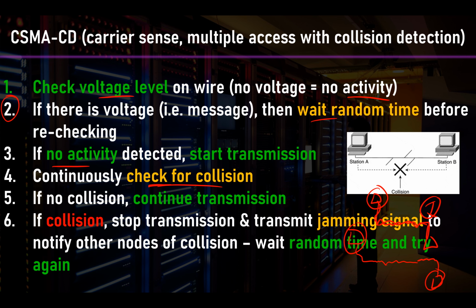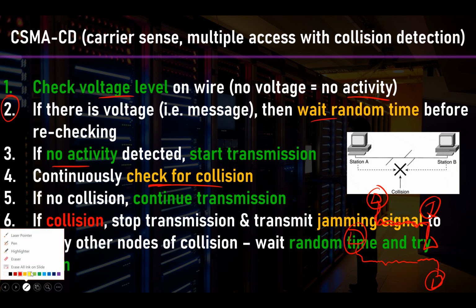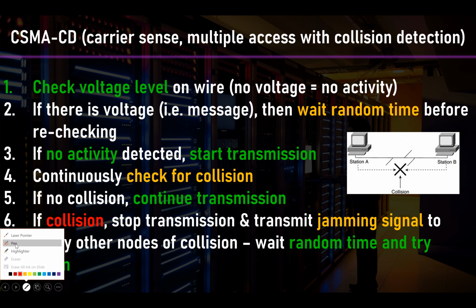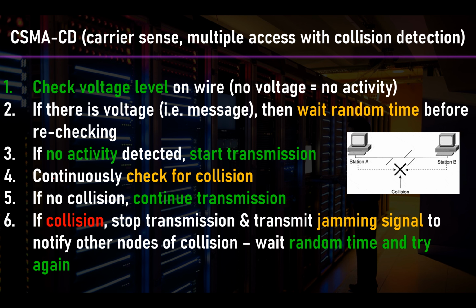However, if there is a collision, and let's just clear all this, then we're going to stop transmission, and we're going to transmit a jamming signal. So a jamming signal is going to be some special signal, or some special sequence of bits, that is going to notify other nodes of a collision. Then we're going to wait a random time and try again.